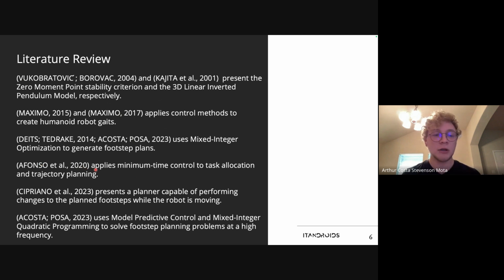Afonso and others is what I base myself on to implement a minimum time control to minimize the footstep horizon. And Dr. Cipriano here presented a planner capable of performing adjustments to the planned footsteps, which gave me a notion of the state of the art, what is happening currently, and helped me understand also how to model the problem.